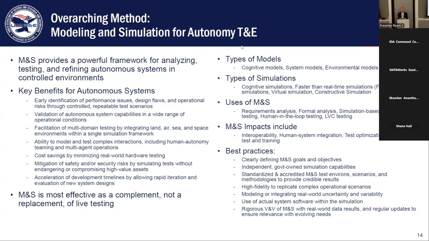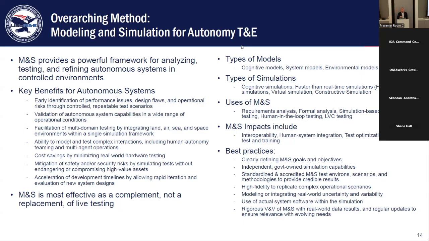Mitigate safety and security risks, in that we can simulate things that we wouldn't dare do because they're too dangerous or too classified to do out in the open air environment, right? And you can iterate more quickly in simulation. So there's a whole bunch of types of simulation. You can test cognitive models of simulations of how the thing is thinking, right? You can do system models. You need environmental models of how we are modeling the environment in my simulation.